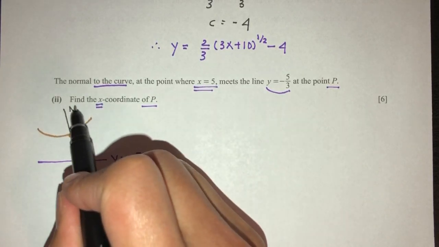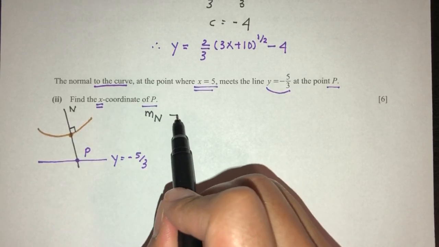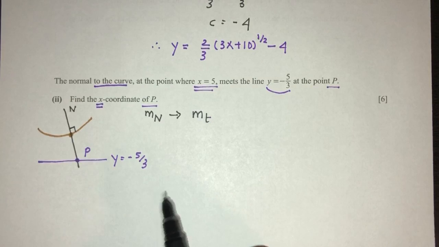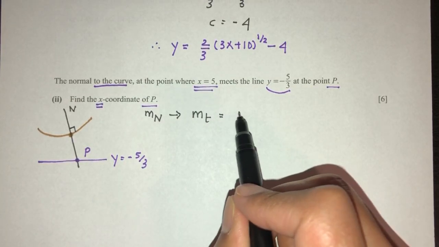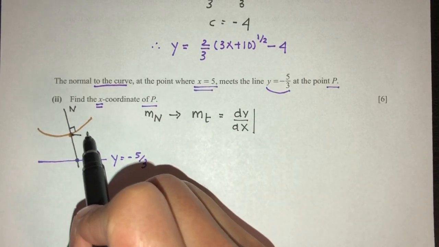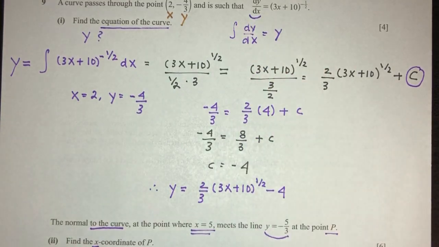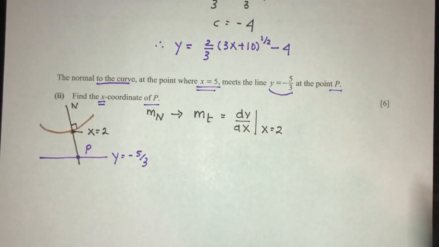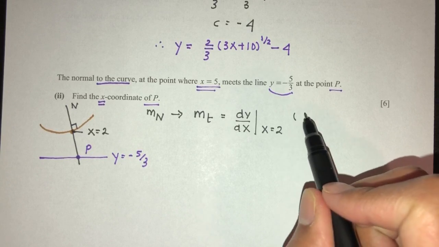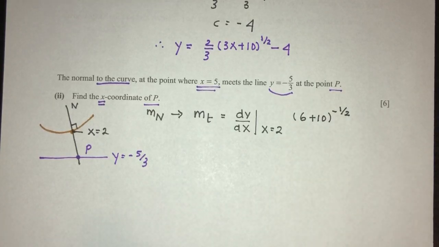To find the equation of the normal, you have to find the gradient of the normal. But to find the gradient of the normal, you first have to find the gradient of the tangent. And the gradient of the tangent is equal to dy by dx at the point x equal to 2. Now from the question itself, we know that dy by dx is equal to this equation. As you can see, it is 3 times x, which is 6, plus 10, to the power minus half. So what will that give you?